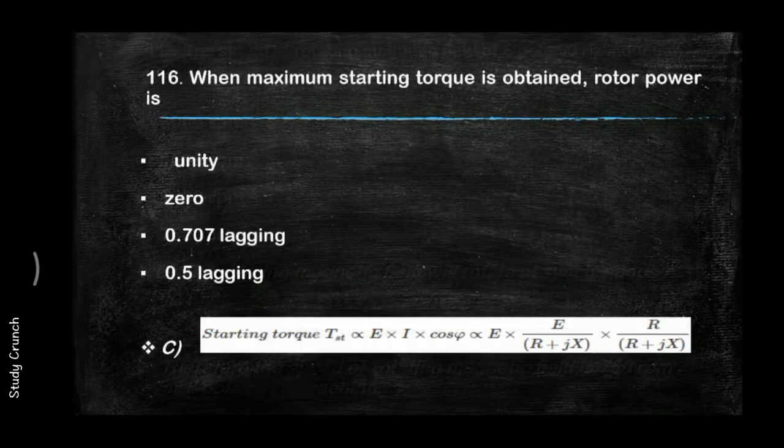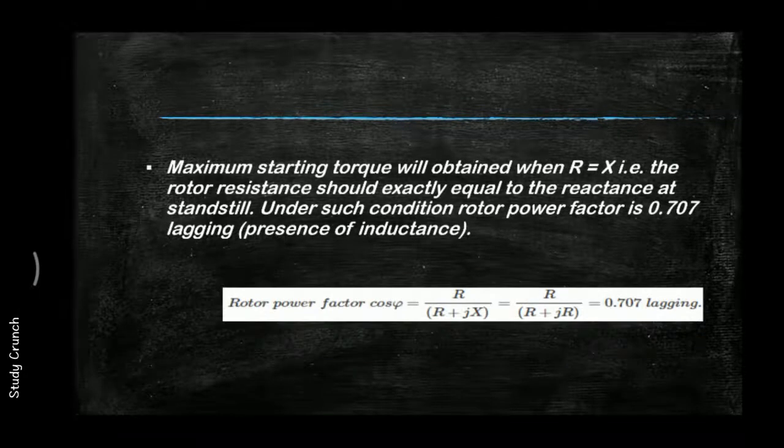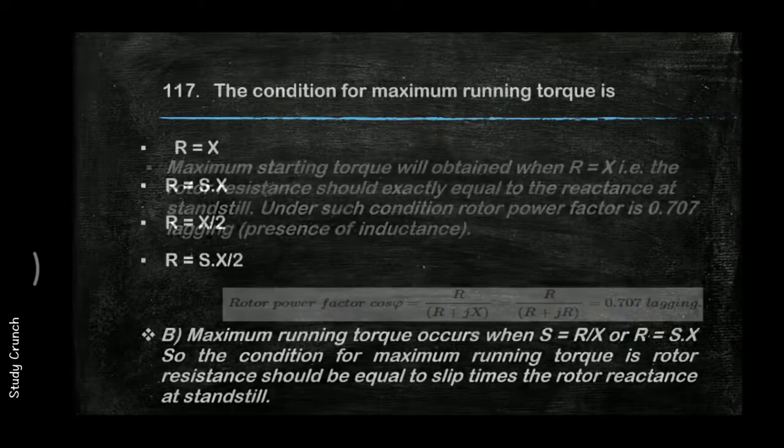Next, when the maximum starting torque is obtained, the rotor power factor is, so we know the formula: torque at standstill is directly proportional to E I cos phi. By using this formula, we know that maximum starting torque will be obtained when R is equal to X. That is, the rotor resistance should be exactly equal to the reactance at standstill. So the answer is 0.707 lagging.